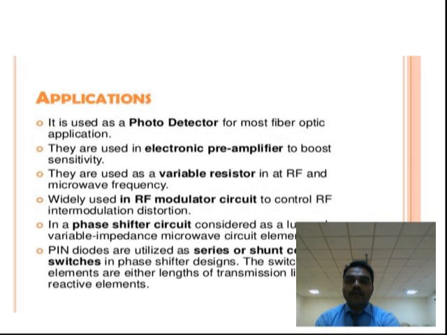Now we look at the applications of the pin diode. It is used as a photodetector for most fiber optic applications. They are used in electronic preamplifiers to boost sensitivity. They are used as a variable resistor at RF and microwave frequency. It is widely used in RF modulator circuits to control the RF intermodulation distortion. Pin diodes are utilized as series or shunt capacitor switches in phase shifter designs. The switch elements are either lengths of transmission line or reactive elements.